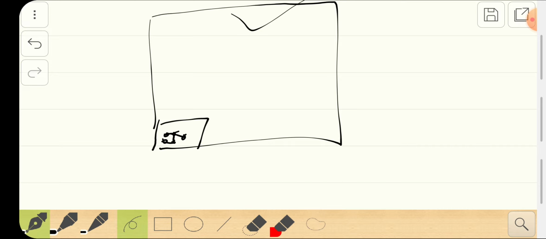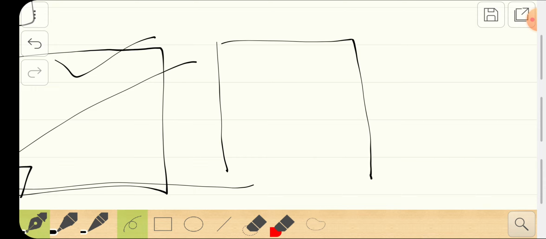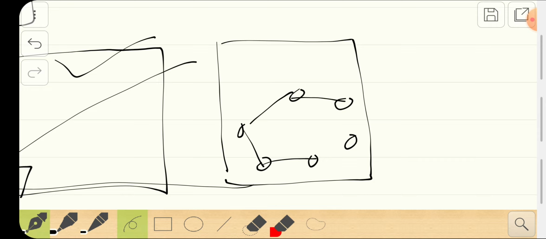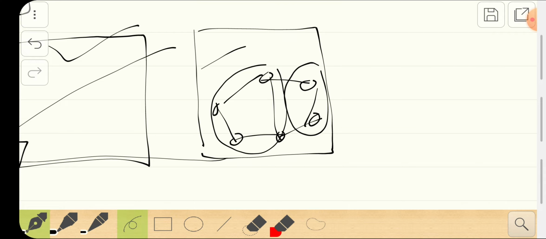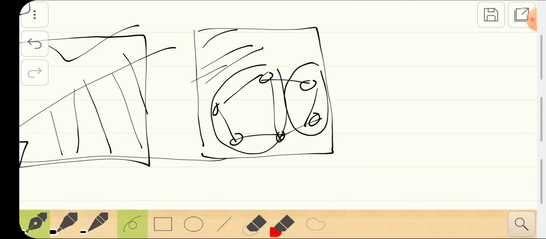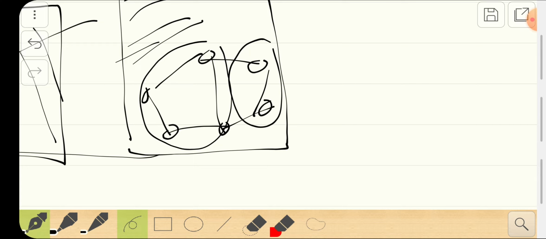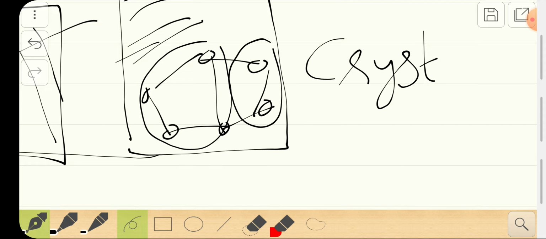Within the material, if you zoom in, you can see that these atoms have some kind of bonds in between. These bonds can make certain shapes. If the shapes are uniform and they form a pattern, these patterns repeat themselves to make up the whole of the material. If there is such a pattern, that kind of material is called a crystal, or crystalline material.